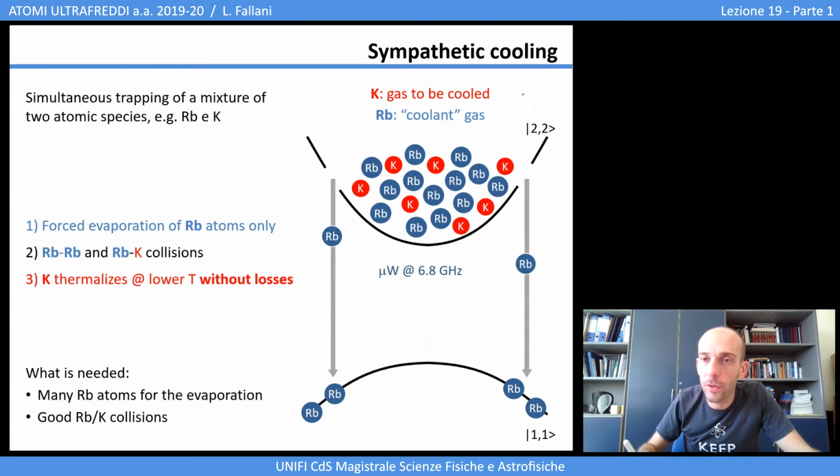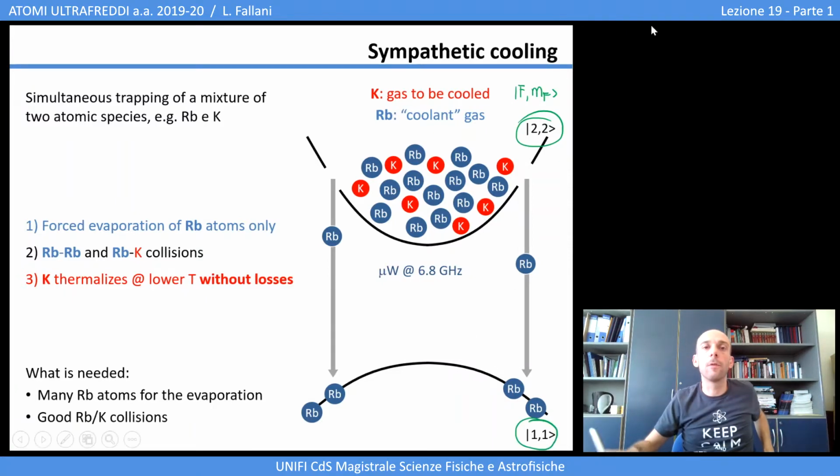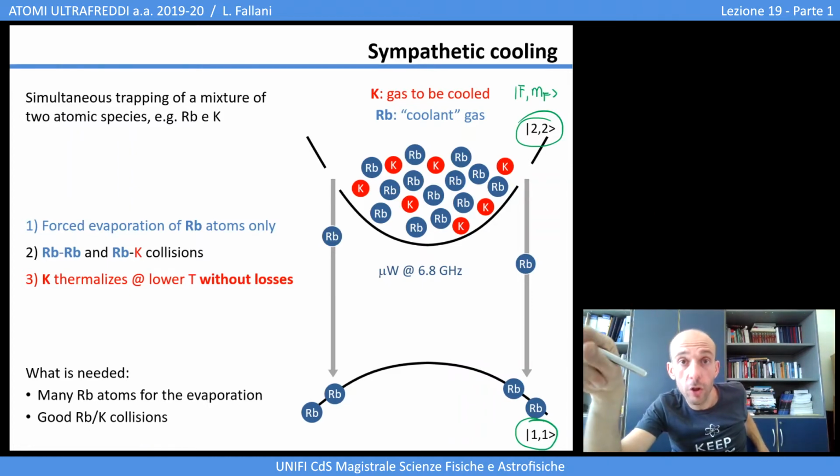So here we are considering the quantum numbers F and mF for rubidium. The 2-2 state is a state that can be trapped magnetically. The 1-1 state is an anti-trapped state. So these are the low field and high field seeking states. And so here the evaporation is performed by applying a microwave, and this is because we are not just changing the mF value, but also the F value.